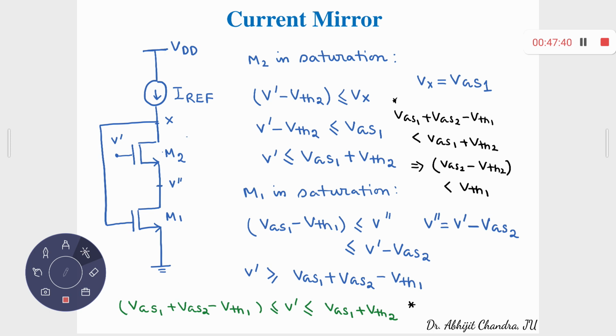If this condition holds good, that means you can have some value of V dash for which both M1 and M2 are in saturation. So you have got some upper limit, lower limit. Okay, but how to feed the value for V dash? What should be the actual V dash value? How can you get this V dash? From where? Still this particular node is left blank. It has to be connected somewhere else.